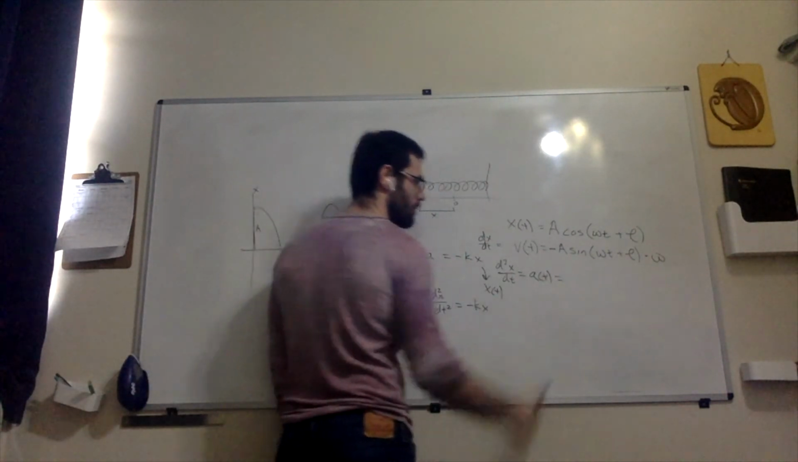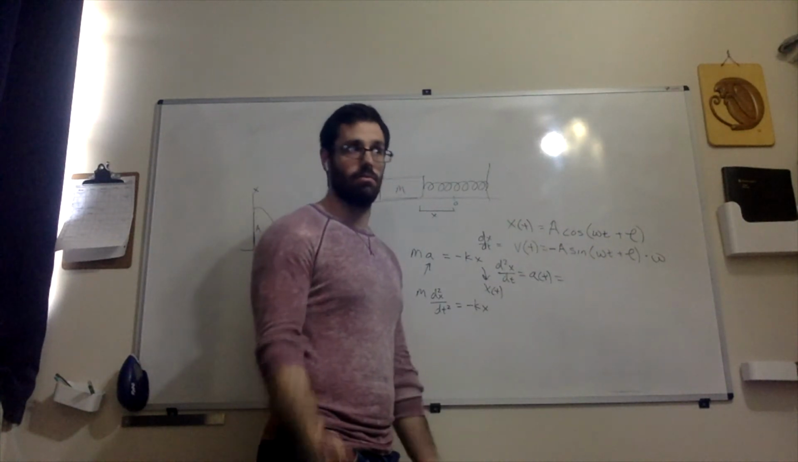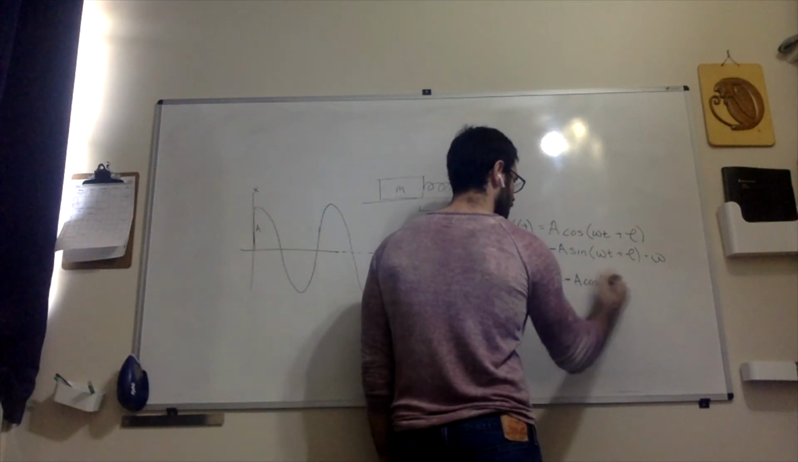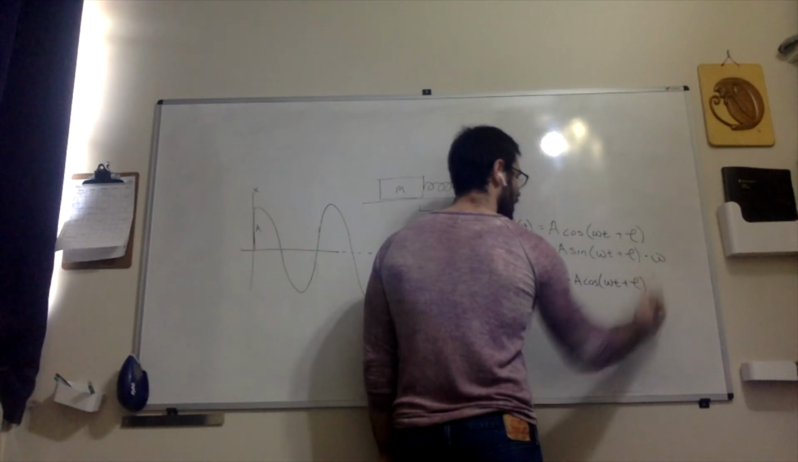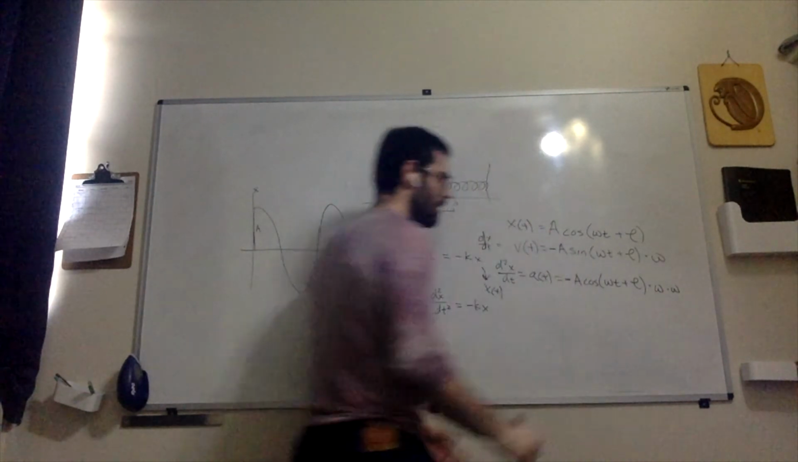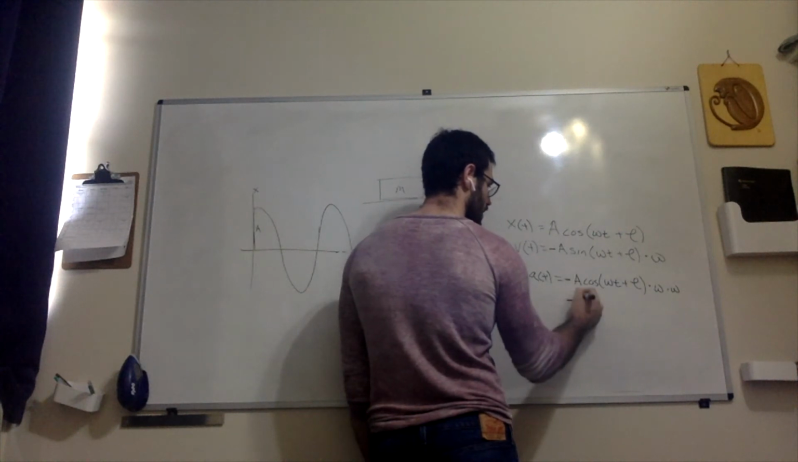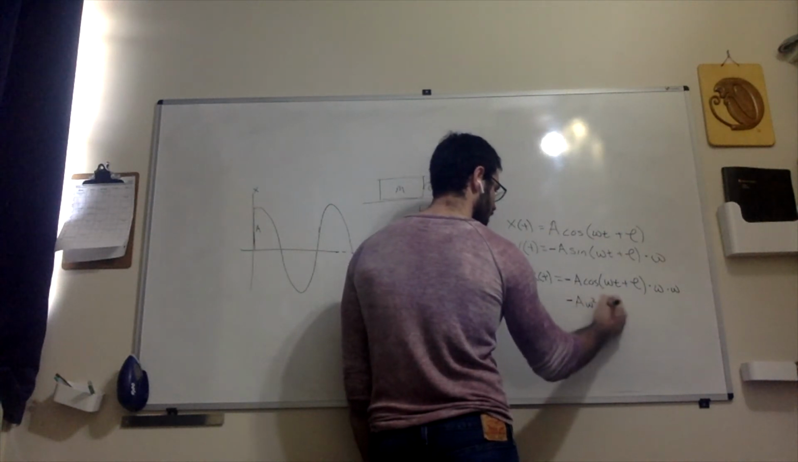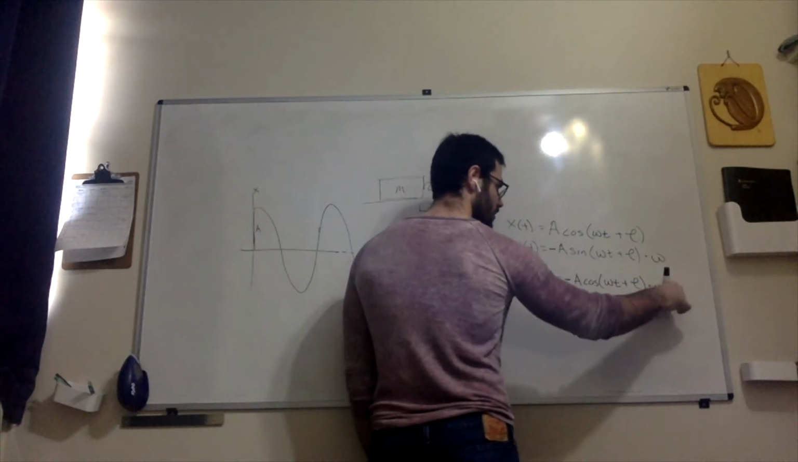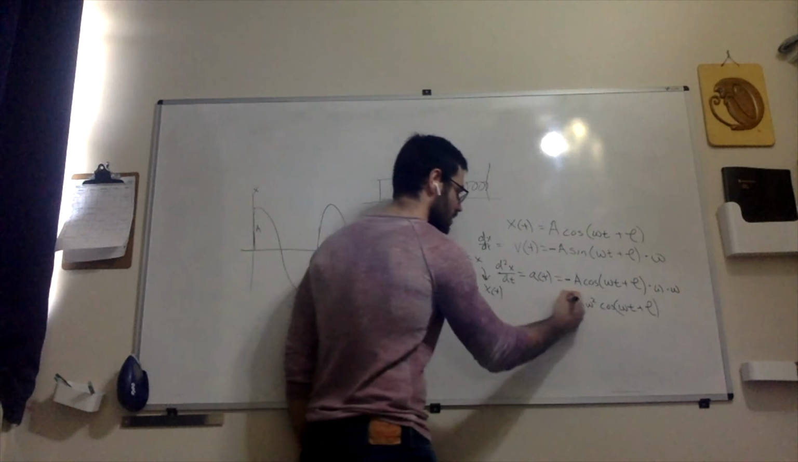This is equal to the derivative of negative sine, which is negative cosine. And by the chain rule again, this is omega times omega. If I simplify this down and bring it out front, I get negative A omega squared cosine of omega t plus phi. These two combine into omega squared. Negative A goes in front. And that is my acceleration.